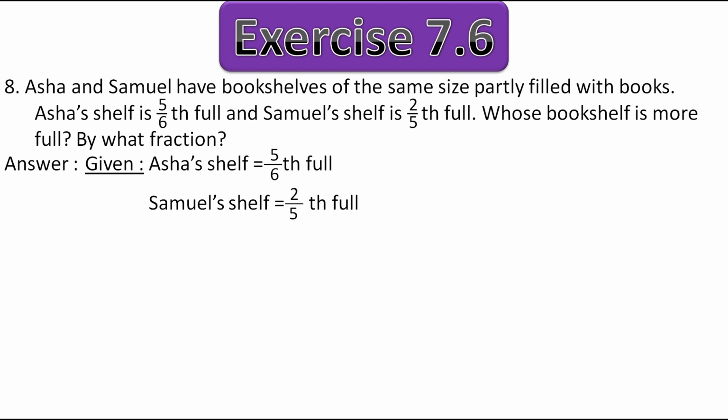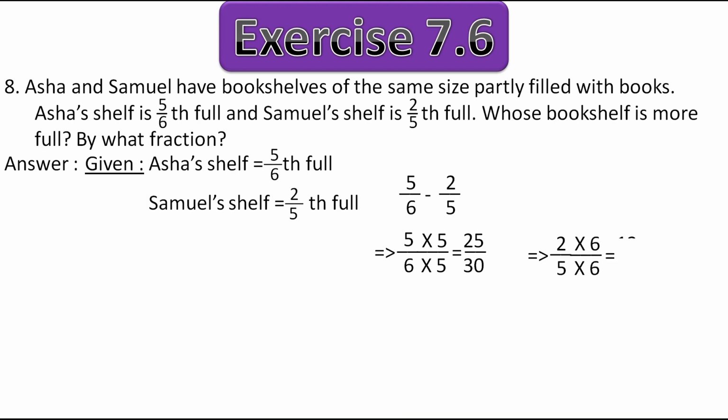Now to find that we have to subtract. To find whose bookshelf is more filled, we have to subtract 5 upon 6 and 2 upon 5. Okay. Now here the denominators are co-prime numbers, so let's multiply with the other denominator. So 5 upon 6 multiplied with 5 gives the answer 25 upon 30. Now let's multiply this 2 upon 5 by 6 to get the answer 12 upon 30. Now 25 upon 30 minus 12 upon 30 will give you the answer as 13 upon 30.